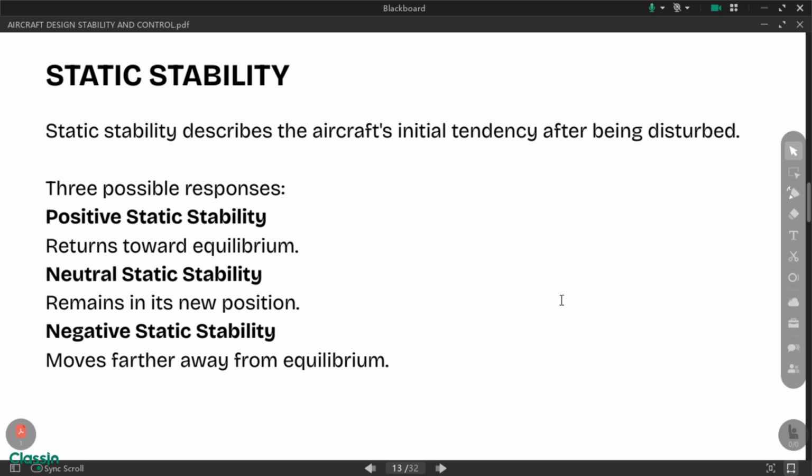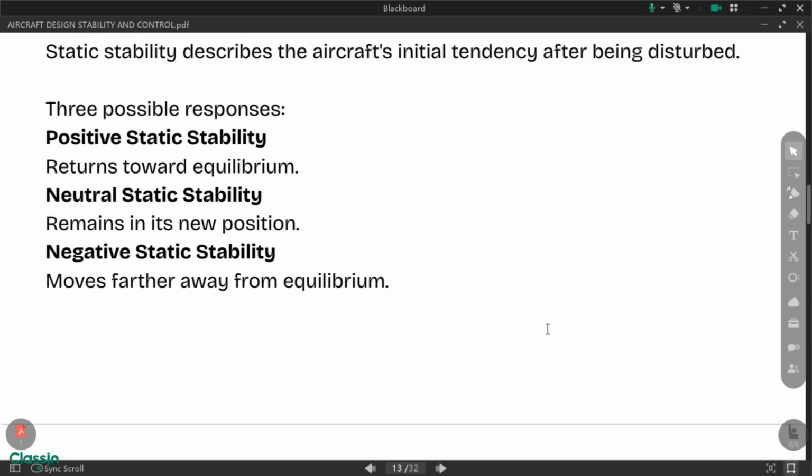So first, let's examine yung first three forms ng static stability. You have yung positive static stability. Ito yung kapag upon being disturbed, yung aircraft natin, it immediately tends to move back toward the equilibrium. So for example, if yung nose natin is pushed upward, yung aerodynamic forces natin on the aircraft, inherent to the aircraft, would generate a restoring moment. That would lower yung nose natin.